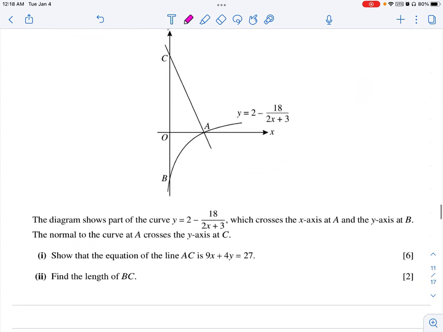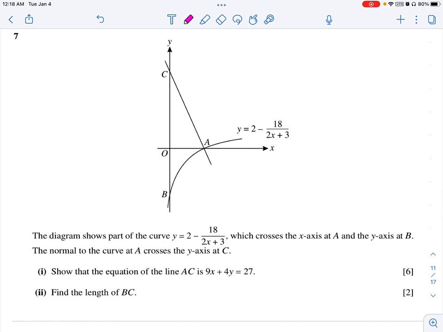Coming to the 7th question. The diagram shows part of the curve y is equal to 2 minus 18 upon 2x plus 3, which crosses the x-axis at A and the y-axis at B. The normal to the curve at A crosses the y-axis at C. Show that the equation of AC is this much.